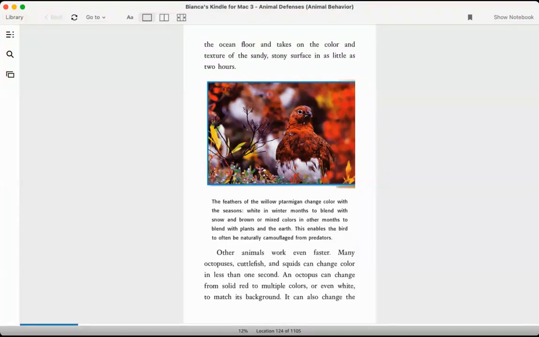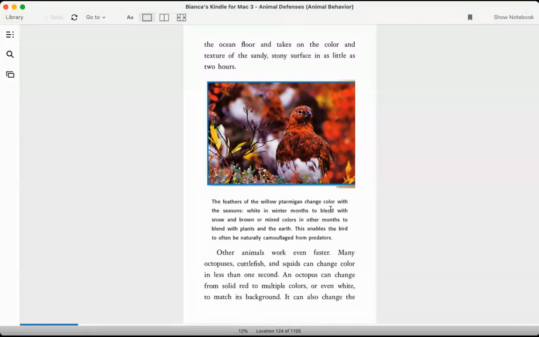Here's a ptarmigan. You see how, I think here, it's starting to grow white, getting ready for winter. So it was brown, this color, so it could blend in during the summer and fall. And then it'll be all white in the winter. It says here, the feathers of the willow ptarmigan change color with the seasons.